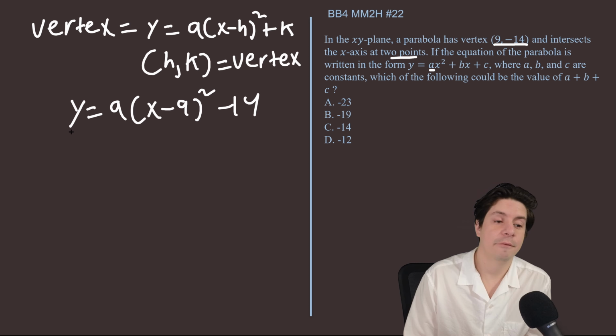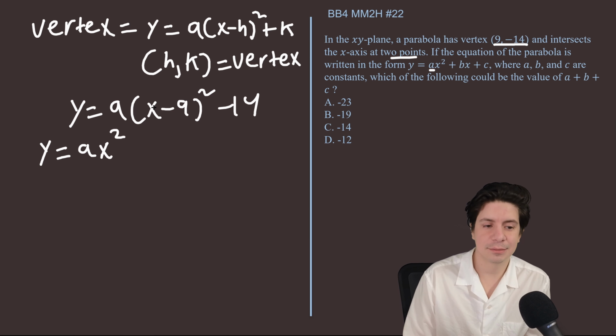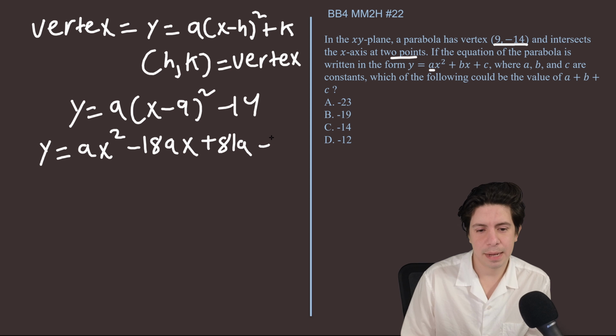Let's FOIL and distribute the a. y equals ax squared, because x times x is x squared. Negative 9 times x is negative 9x. Again, because we double it, it'll be negative 18x, so I have negative 18ax. Negative 9 squared is going to become 81, times a will be plus 81a. Minus 14.